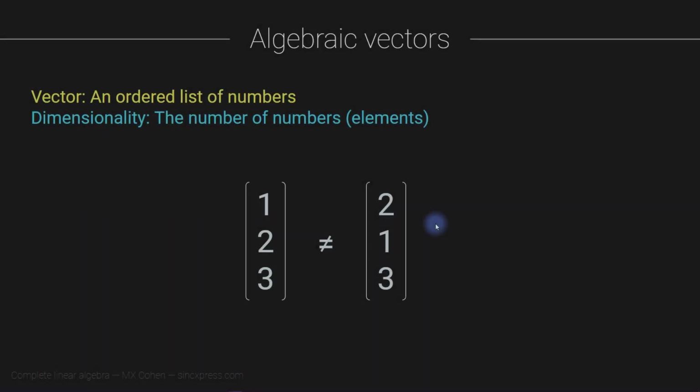Now that you have a bit of a grasp on using Python, I'm going to start introducing you to some concepts in linear algebra. So let's start with vectors. A vector is an ordered list of numbers. So this is a vector.